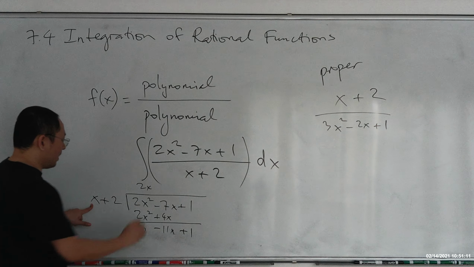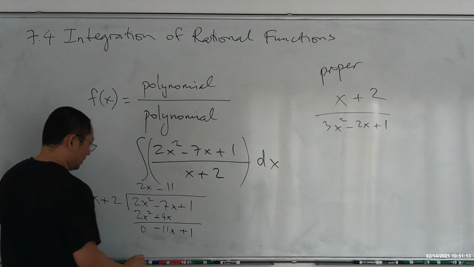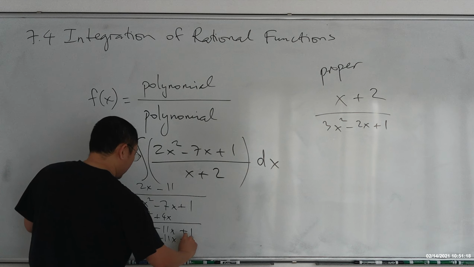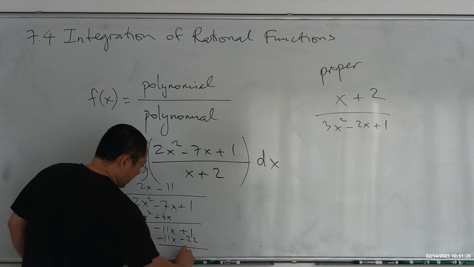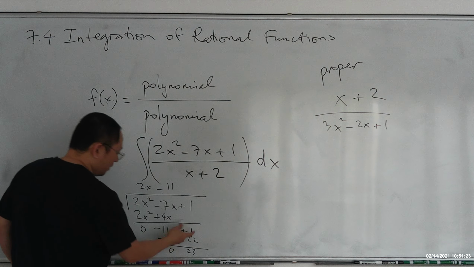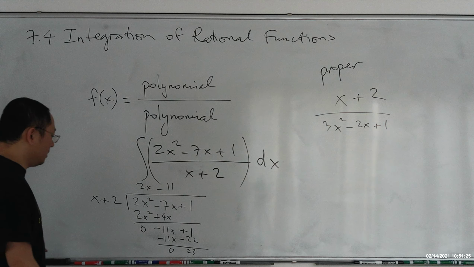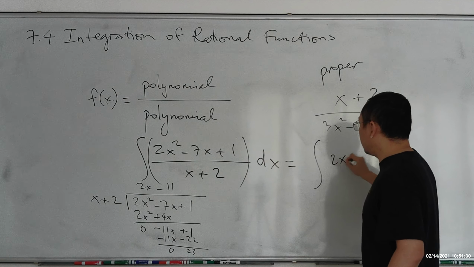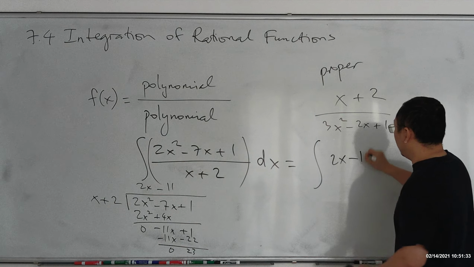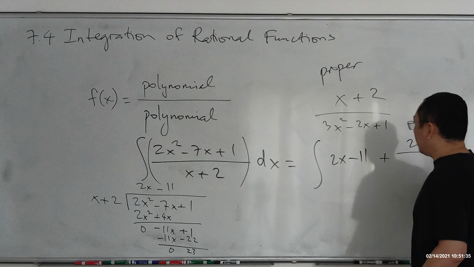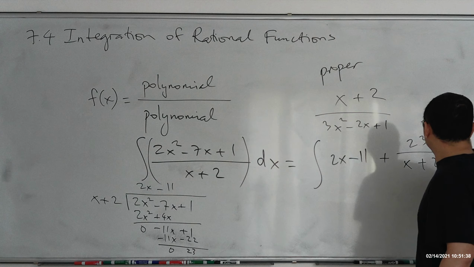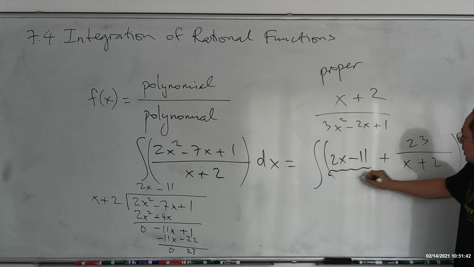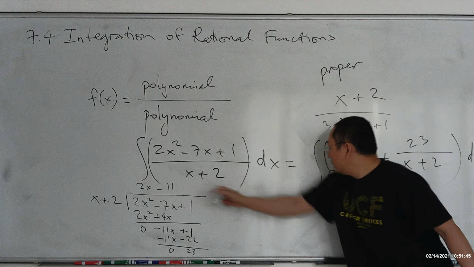Negative 11x divided by x is negative 11. And multiply it back. Negative 11 times x is negative 11x. Negative 11 times 2 is negative 22. Do a subtraction. I got 23 right here. This is 0, because 1 minus negative 22 is 23. So this is no more than the integral of 2x minus 11 plus 23 over x plus 2 dx. Okay? The first part right here is the quotient that you have from your long division.